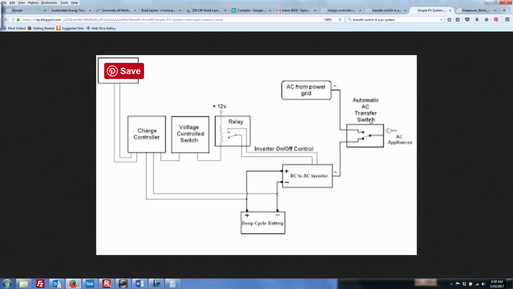Now the transfer switch can basically say, hey, I want all of my electricity from my photovoltaic system, or it can go and say, hey, I want my electricity to come from the grid. So it's sort of an either-or thing to keep your AC appliances running. So that's the meaning of the transfer switch, transferring from the renewable system to the grid system, or vice versa.